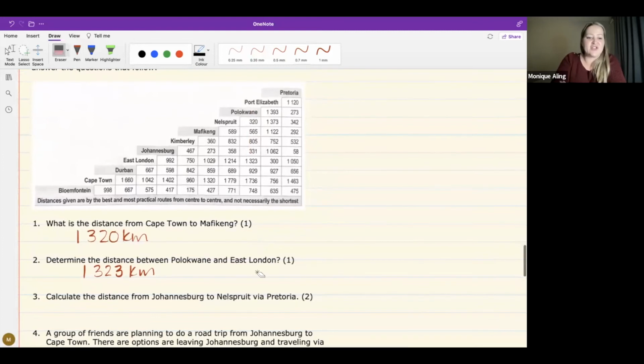Okay, and in true Maslet style, we're going to throw a spanner in the works. Let's have a look at question 3. Calculate the distance from Johannesburg to Nelspruit via Pretoria. Okay, so the route is Johannesburg to Nelspruit. However, before you get to Nelspruit, you have to go via Pretoria. So what you need to do is work out the distance from Johannesburg to Pretoria, then Pretoria to Nelspruit, and then you add those distances together.